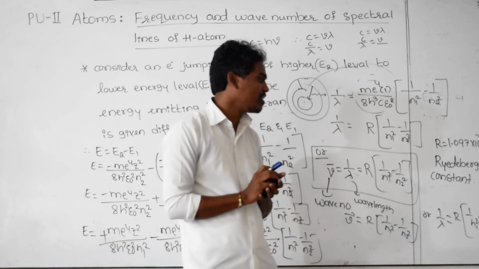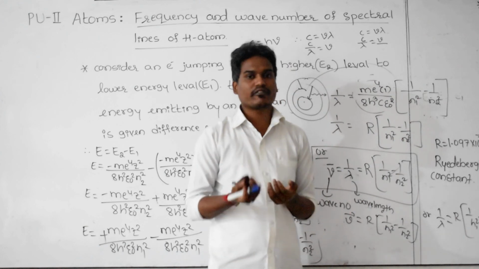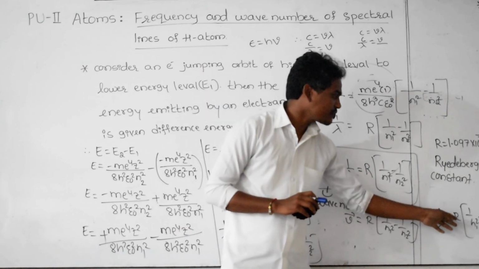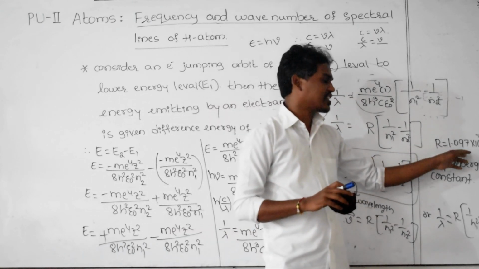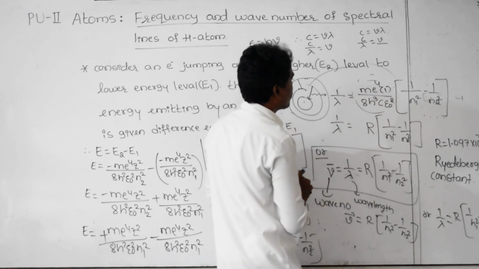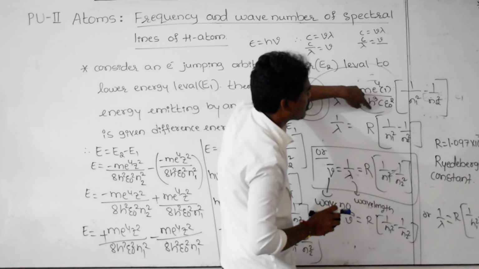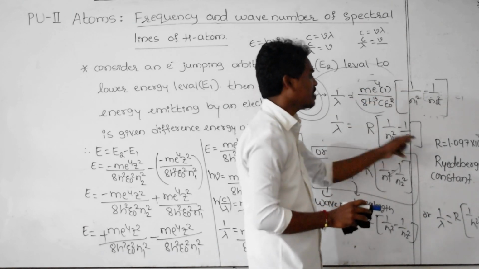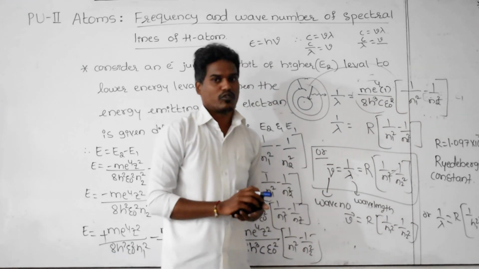Johannes Rydberg gave the constant value to find out the wavelength or frequency or wave number of each and every spectral line. That value is called 1.097 into 10 to the power 7 per meter. This value is also asked for 1 mark. And how to get this value? By using this formula. Rydberg constant R is equal to m e raised to 4 divided by 8 h cube c into epsilon naught square. If you substitute all the quantities in the given equation, we get the R value, that is the magnitude equal to this much. And remember this formula. And thank you.